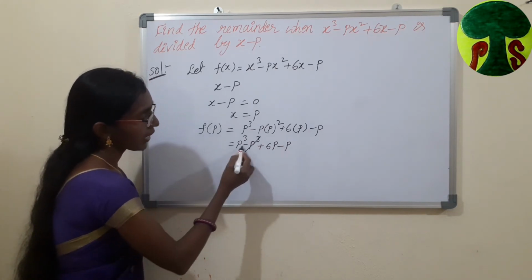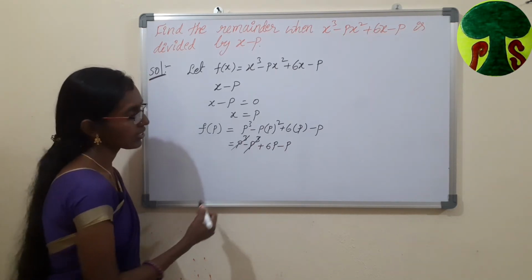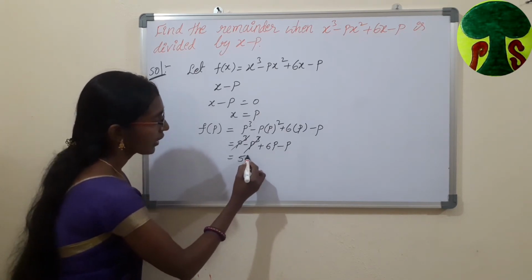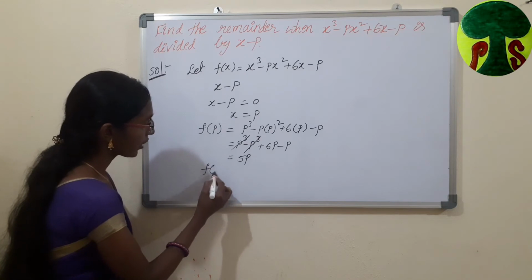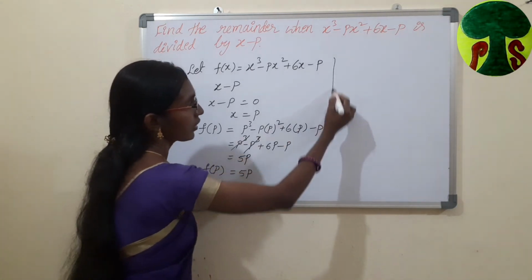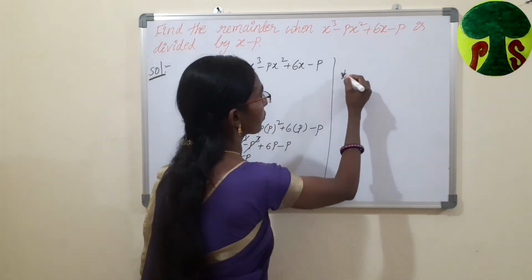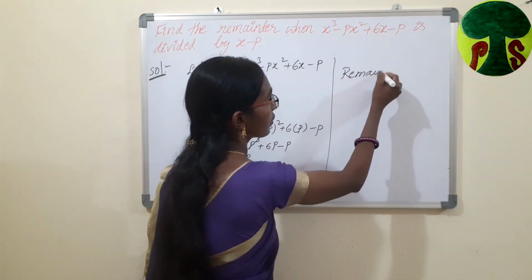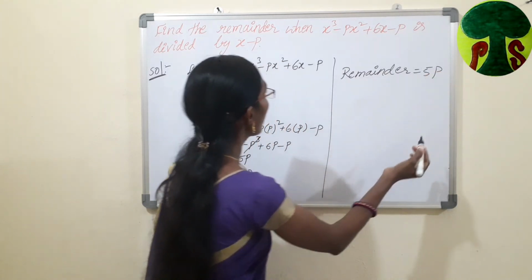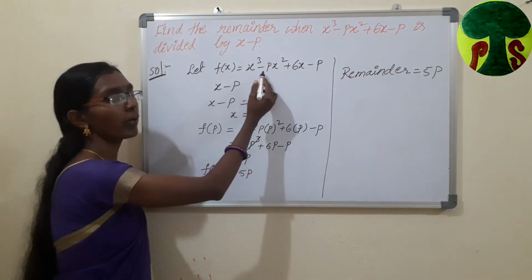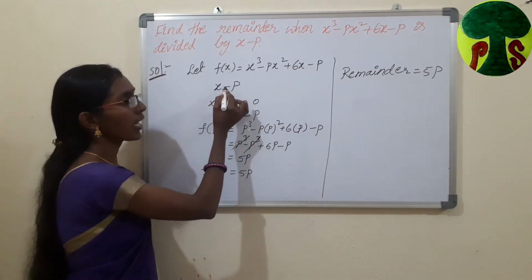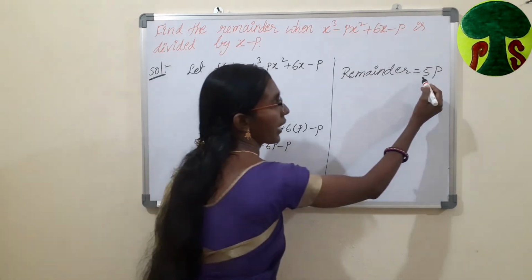P cube minus p cube gets cancelled, which is equal to 6p minus p is 5p. Therefore, the value of f of p is equal to 5p. What is the remainder? The remainder is 5p. Remainder is equal to 5p. When we divide the given polynomial x cube minus px square plus 6x minus p by x minus p, we will get the remainder as 5p.